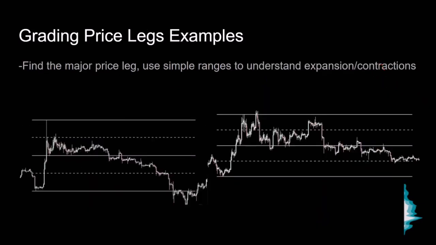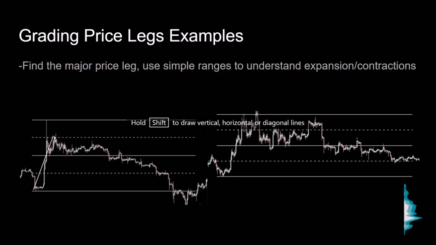So when we talk about grading price legs and examples, we basically want to find the major leg in price and use simple ranges to understand the expansion and contraction phases. If you want to learn more about this, Trader SZ does a great job of using ranges in his pure price action trading and teaching exactly how to pick the price legs and what to look at in ranges. When we look at these ranges, we can see ranges forming and bracketing price action within the major leg of the impulse. So when we're looking at it, let's get a little line tool here.